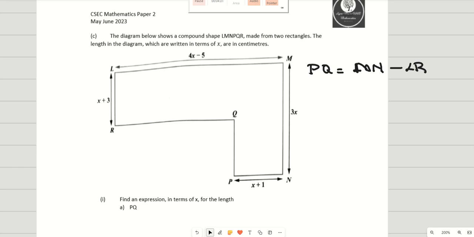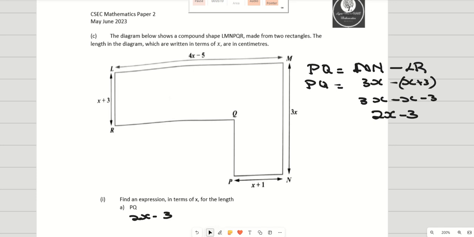So all we have to do is just fill in the values that we have. So PQ is equal to, what is MN? 3x minus x plus 3. So you put this in brackets. So that's 3x minus a positive x, minus x, and minus a positive 3 is minus 3. Now, only the x's can subtract. So 3x minus x, or 1x, is 2x, minus 3. So what is the term for PQ?